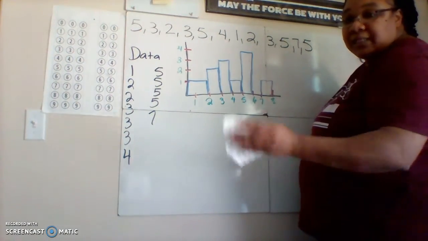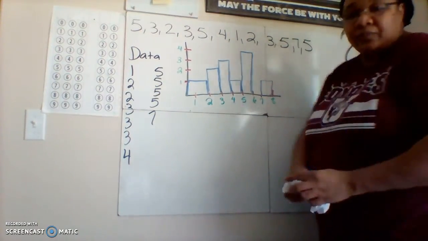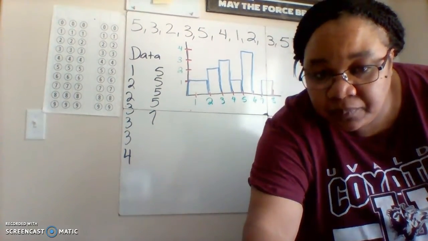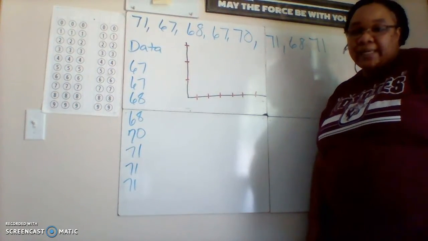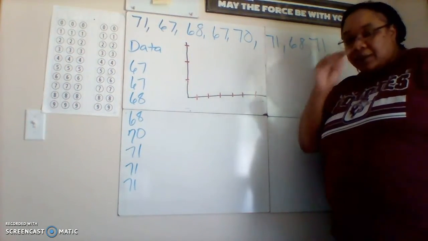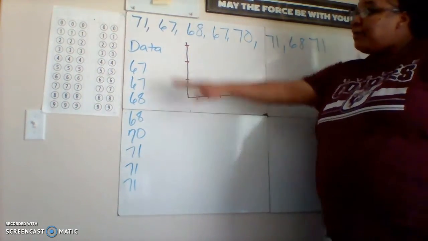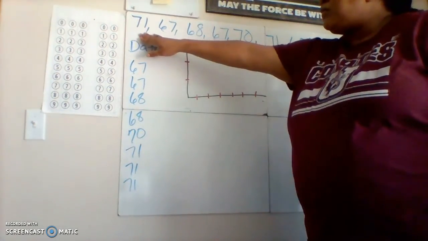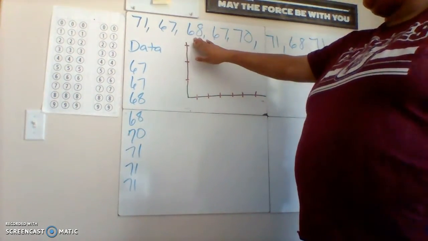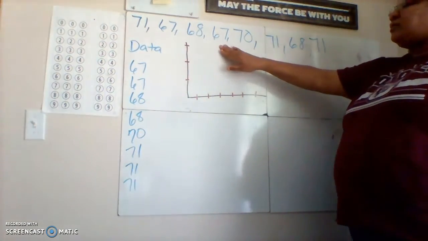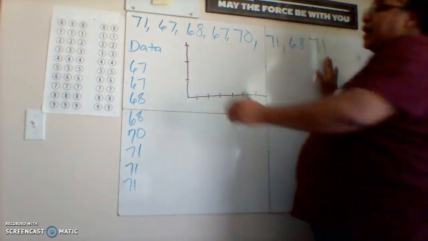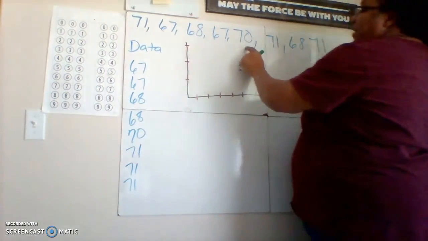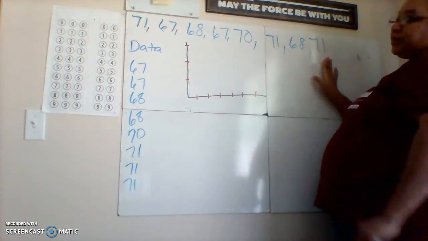I'm going to erase this, and I'm going to go ahead and create my data set. I'm going to pause it for a second. Welcome back, y'all. So now I created my second data set. I have 71, 67, 68, 67, 70, 71, 68, and 71. I have 1, 2, 3, 4, 5, 6, 7, 8 numbers.